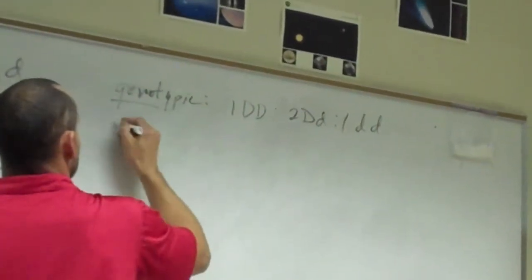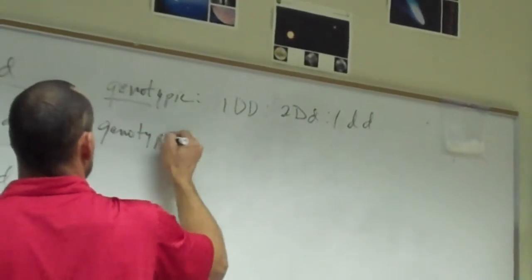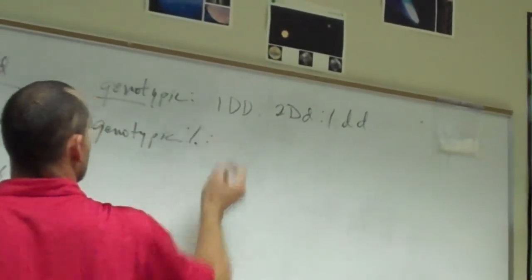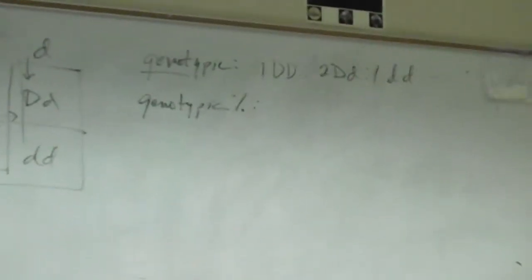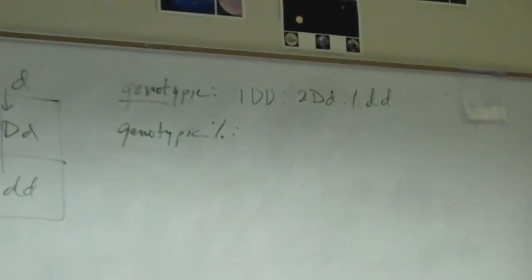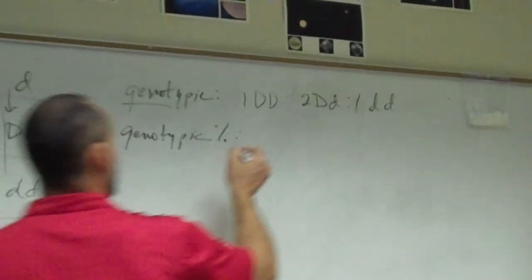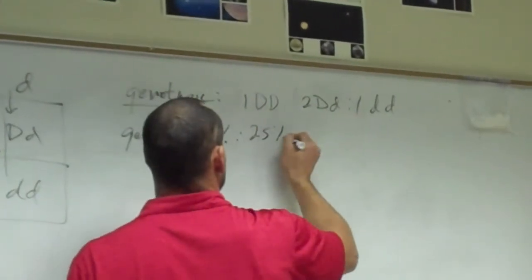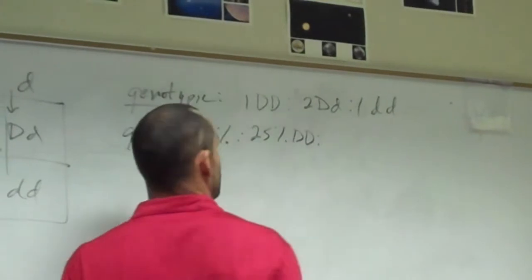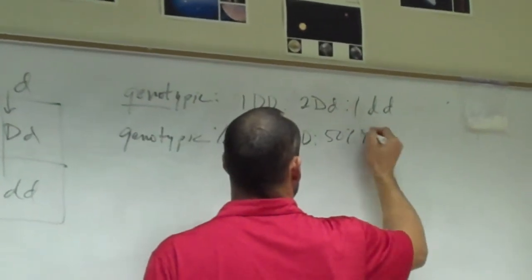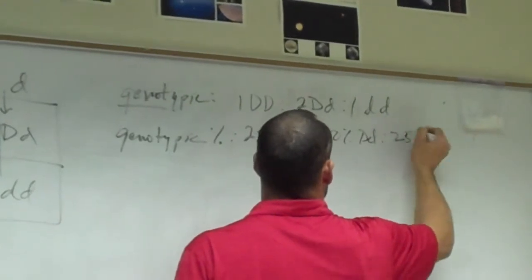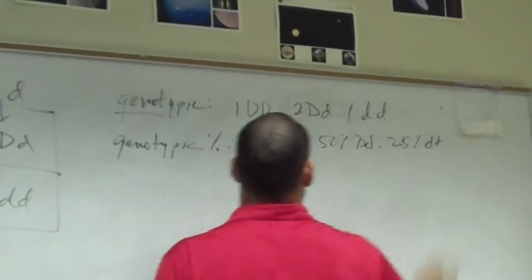It says genotype. We're going to stay with genotypic percentage. What percentage of homozygous dominant do we have? 25%, two quarters. You only have 4 here. So you have 25% homozygous dominant to what percentage of heterozygotes? 50% heterozygous to 25% homozygous recessive.